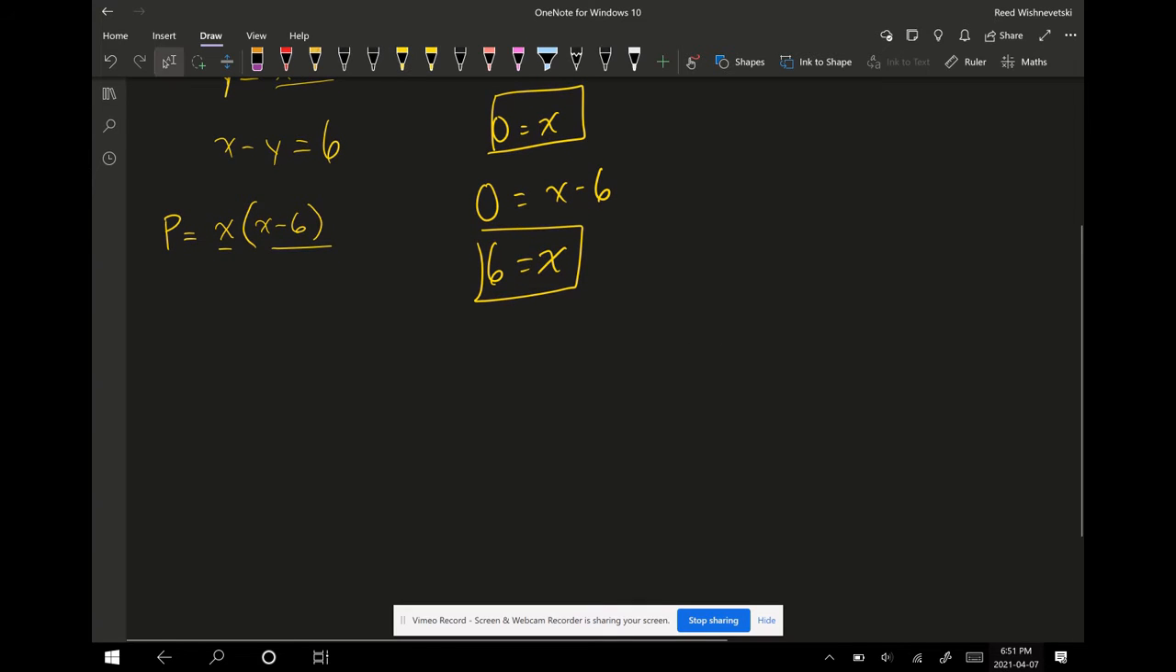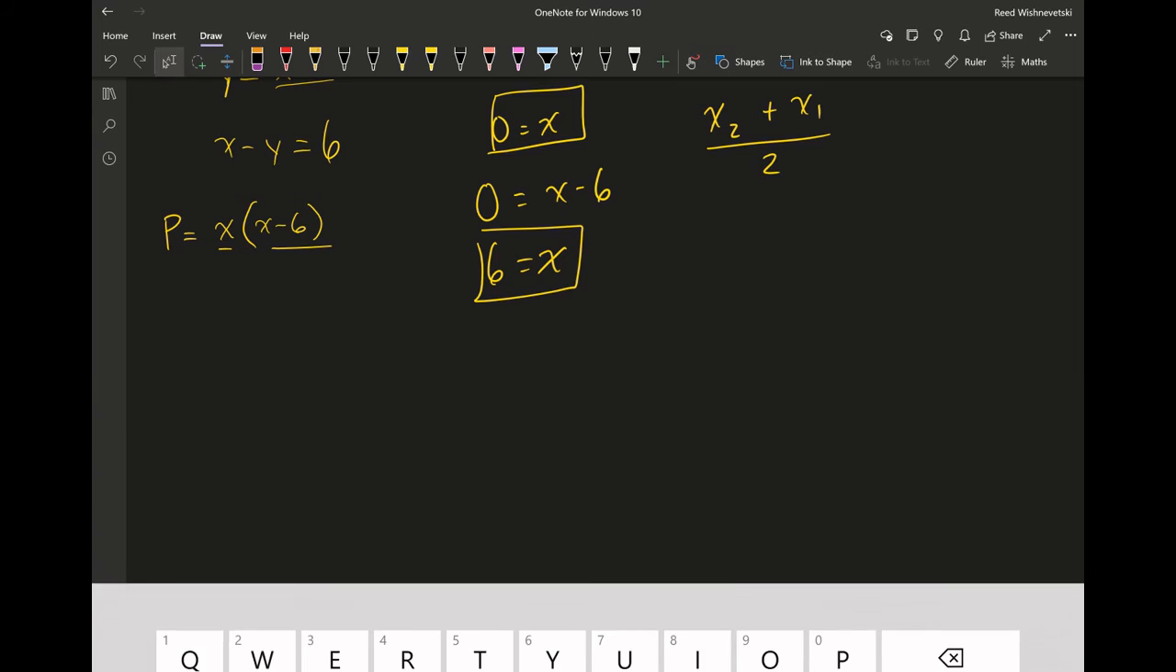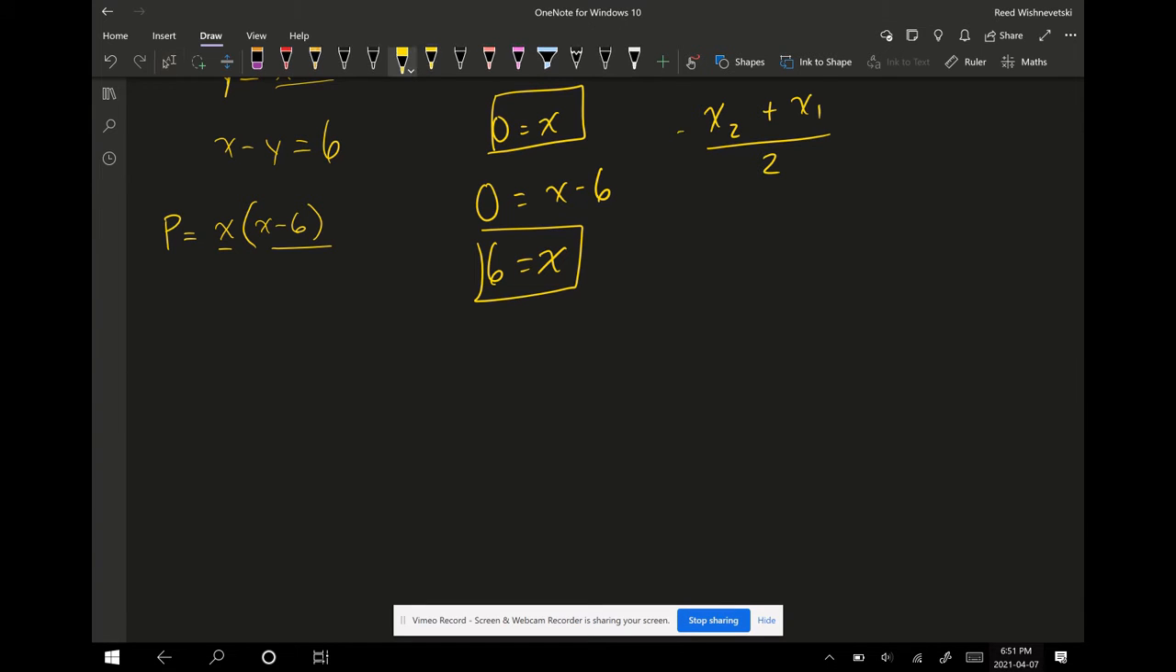Okay? So now from here, we're going to use our formula to find our axis of symmetry, which is going to be our x2 plus our x1 divided by 2. And so what we figured out here is that for our x2 and our x1, we're going to be using 6 and 0, and divide that by 2. And that's going to give us 3. X equals 3. Okay, so this is going to be our axis of symmetry, which also means it's going to be the x point of our vertex in our p comma q.